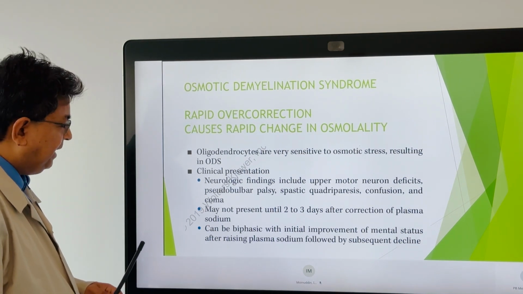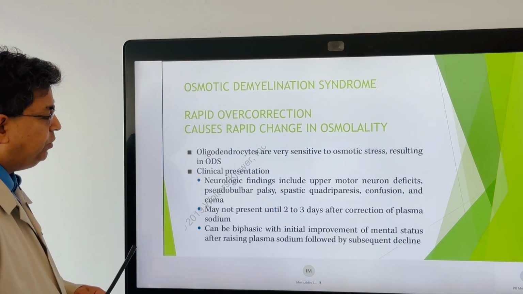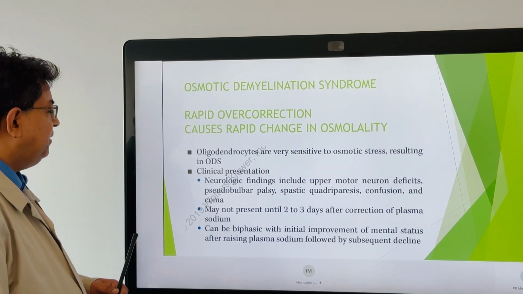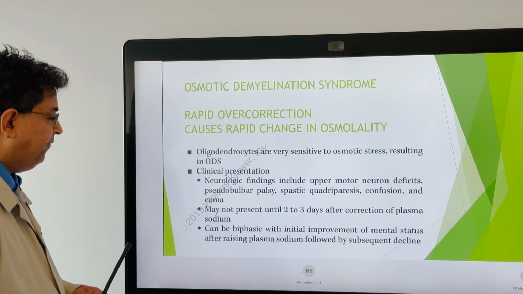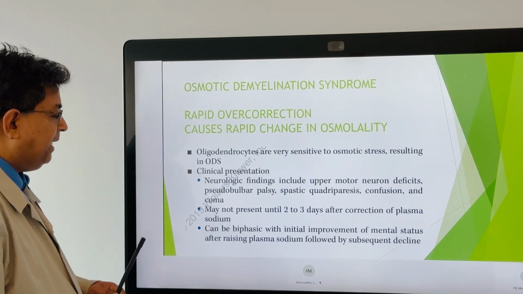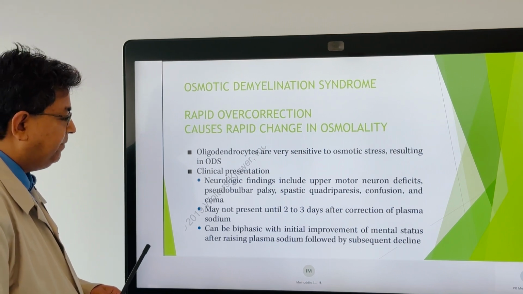Symptoms may not present themselves until 2 to 3 days after correction of plasma sodium. And the clinical presentation can be biphasic, with initial improvement of mental status after raising plasma sodium, followed by subsequent decline.